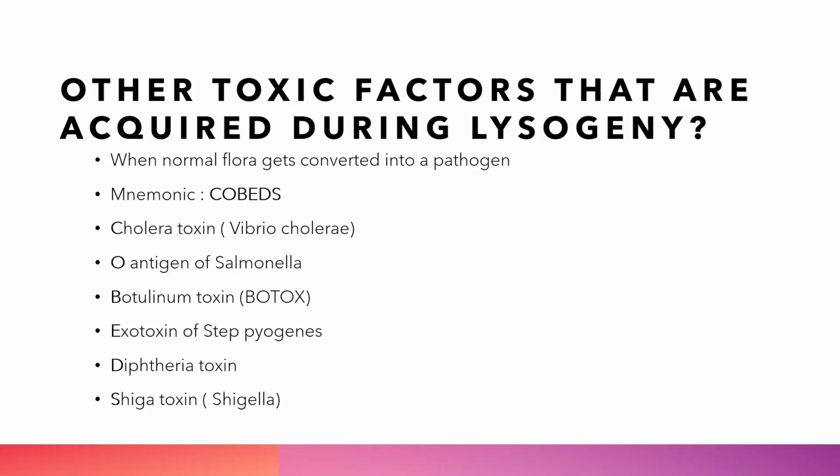COBEDS: C for cholera, O antigen of Salmonella, B for botulinum toxin seen with Botox, exotoxin of Strep pyogenes for E, the D for diphtheria toxin, and S for Shigella toxin. So we got Vibrio cholerae, Salmonella, Botox, Strep pyogenes, diphtheria, and Shigella.